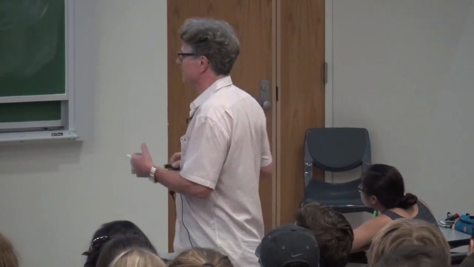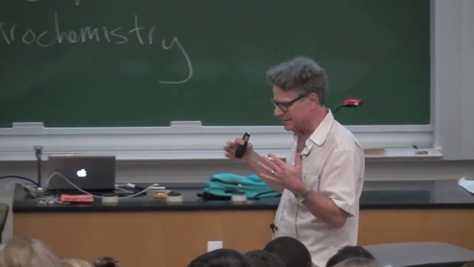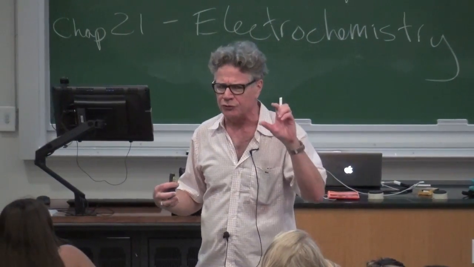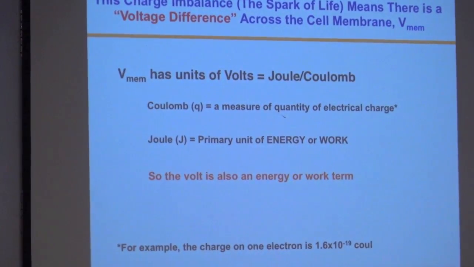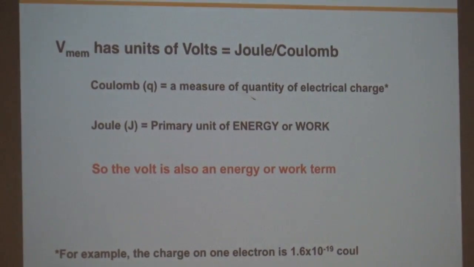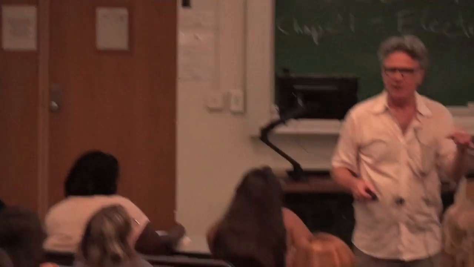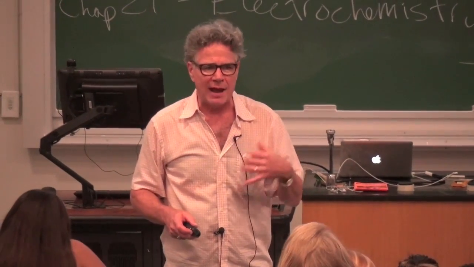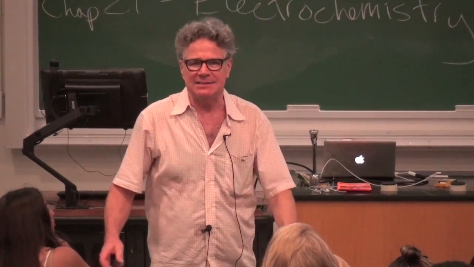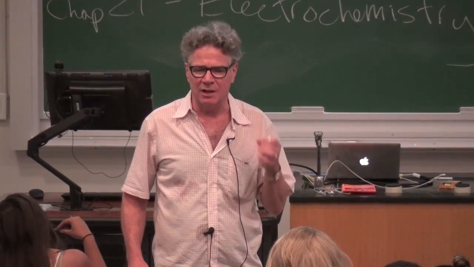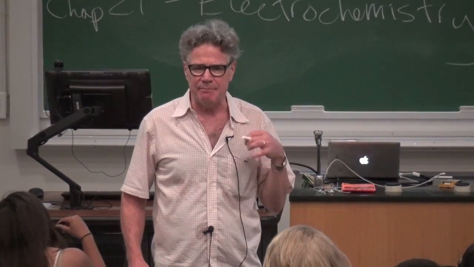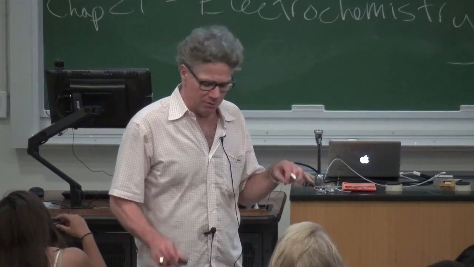So I just made the case that because the outside of the cell has a slight bit of positive charge, and the inside of the cell has a slight bit of excess negative charge, there's a voltage difference across that cell membrane. What does that mean? Well, a volt is a joule per coulomb, and a coulomb is simply a measure of quantity of electrical charge. Very important. Listen. A coulomb is to charge as a liter is to water, as a gram is to mass. Are you with me? A coulomb is a measure of quantity of electrical charge.